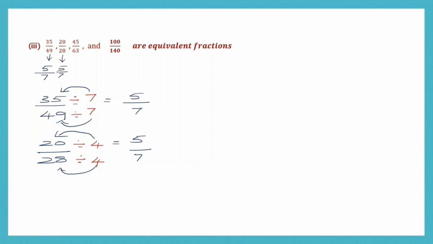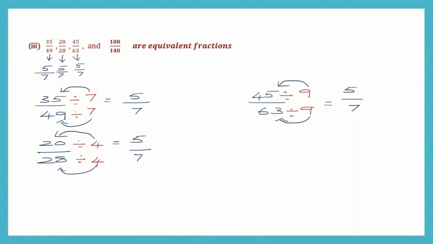The third one is 45 by 63. So 45 by 63, both are divisible by which numbers? Both are divisible by 3 and they're also divisible by 9. So 9 is the highest common factor. Let's divide it by 9 and see what we get. 9 5s are 45 and here we have 9 7s are 63. So here also we get 5 by 7.